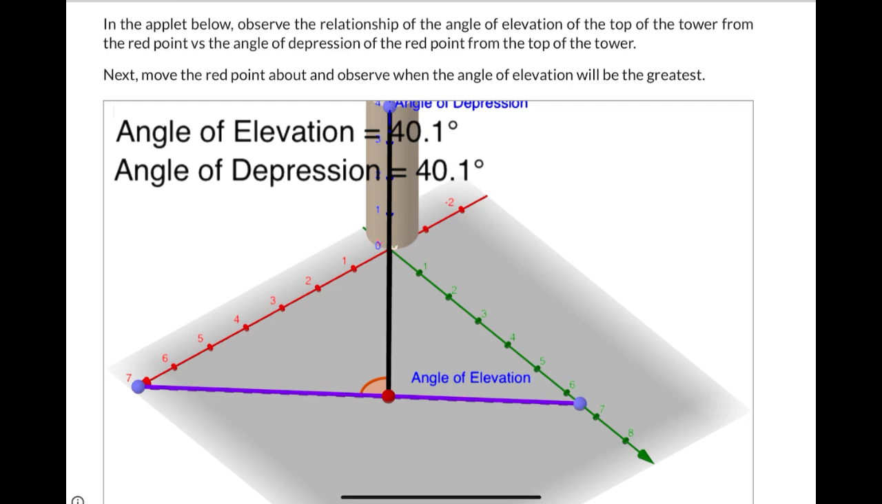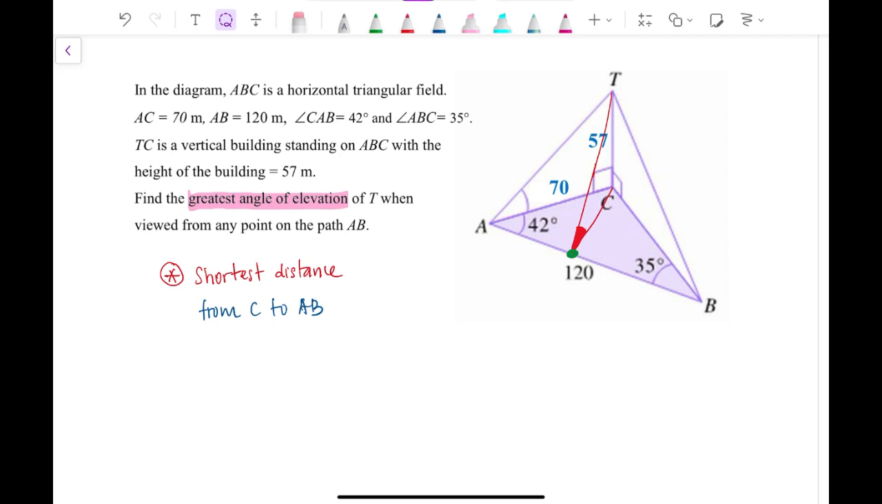In order for us to find the greatest angle of elevation, I hope you're able to see the relationship. The greatest angle of elevation is at the point that is the shortest distance away from the base of the tower. Once we are able to see this relationship, then we are able to solve the questions. So now that we know the greatest angle of elevation is linked to the shortest distance of C from AB, we are ready to apply this knowledge to solve these questions.